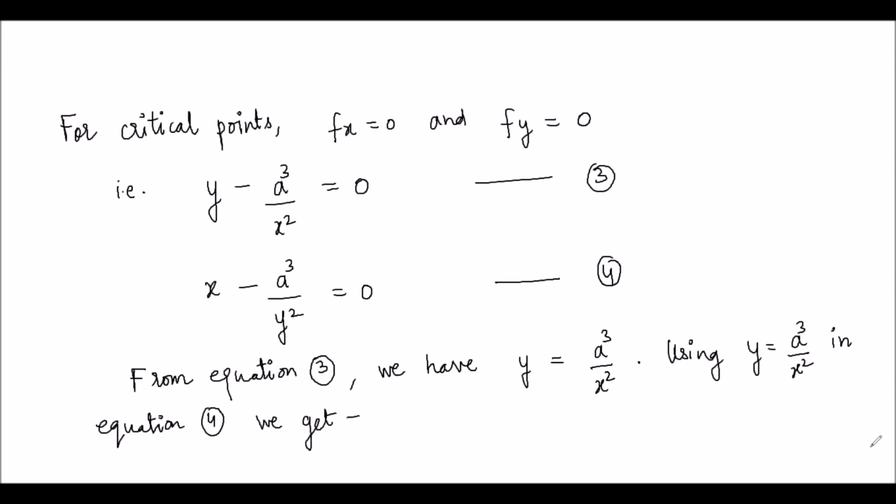We get x minus a cube, and what is y? Y is a cube upon x square. So here we have y square. Y square will be a raised to power 6 upon x raised to power 4 equal to 0. That is x minus this, equal to 0.